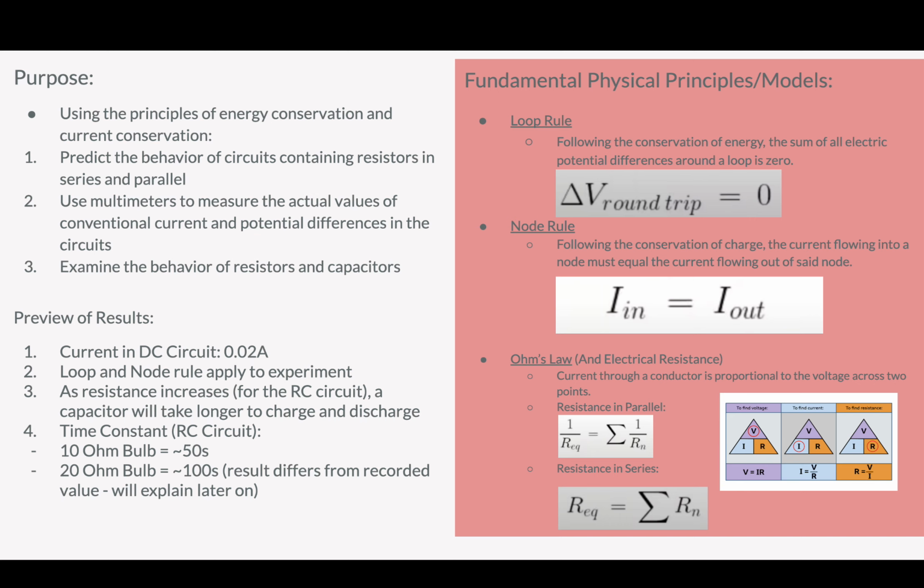The fundamental principles used in this lab are the loop rule, the node rule, and Ohm's law. The loop rule states that following the conservation of energy, the sum of all electric potential differences around the loop is zero. The node rule states that following the conservation of charge, current flowing into a node must equal the current flowing out of said node.